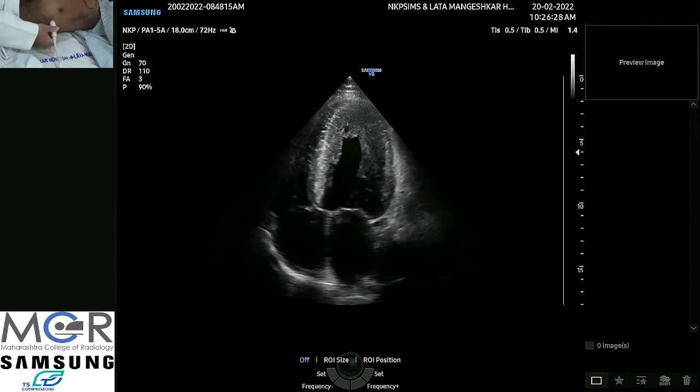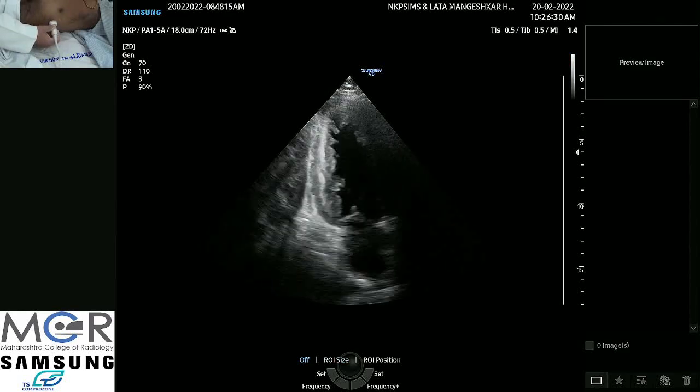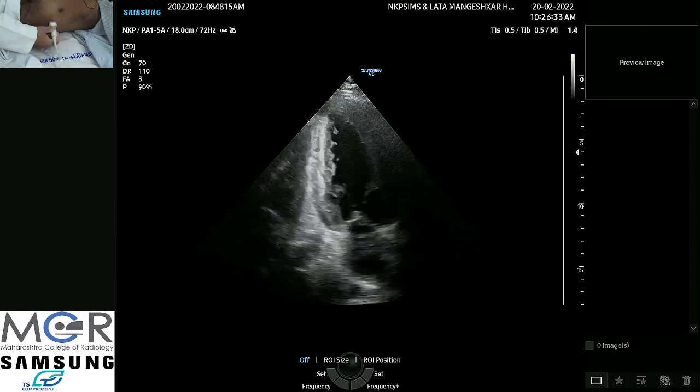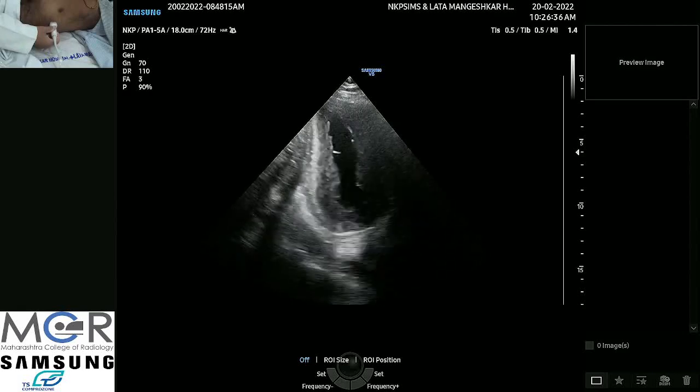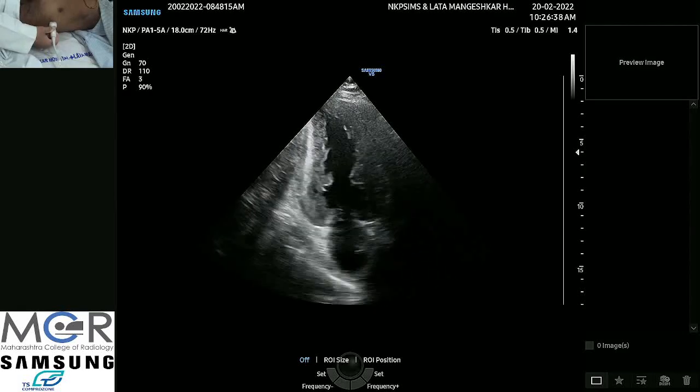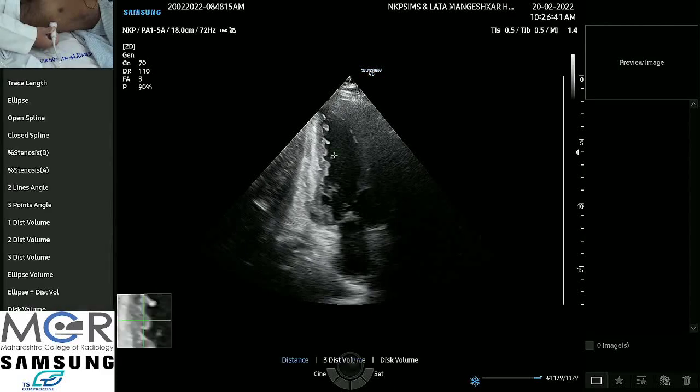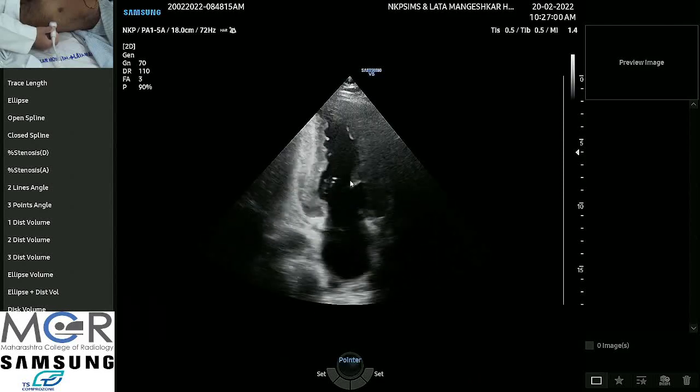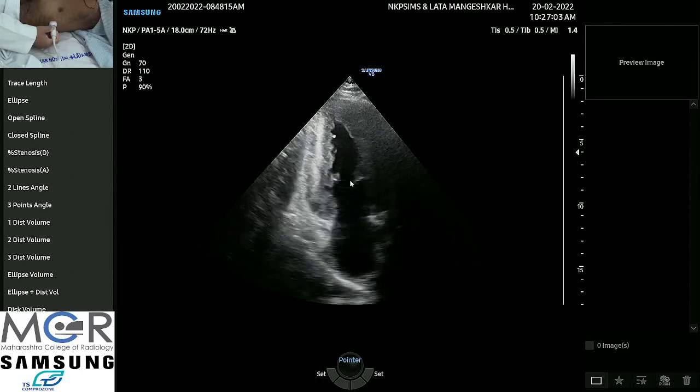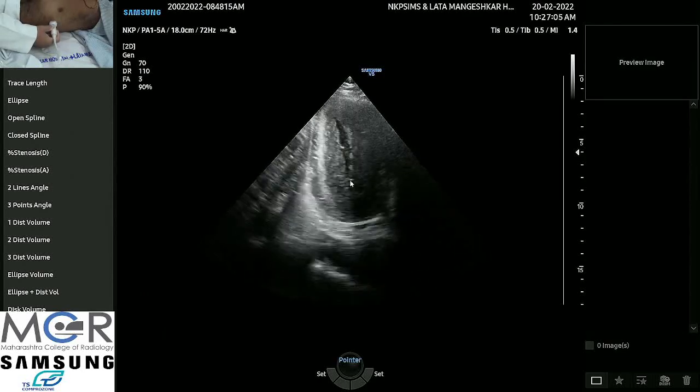Just give a rotation, a little anticlockwise, and you will find the two chamber view. Now in this two chamber view, the walls have changed. Now this is the inferior wall and this is the anterior wall. These walls are important to study in patients with ischemic heart disease, how they move, whether they are normal, hypokinetic, akinetic or dyskinetic. So this wall motion can be very well seen in this view, and the walls are the inferior wall and the anterior wall.